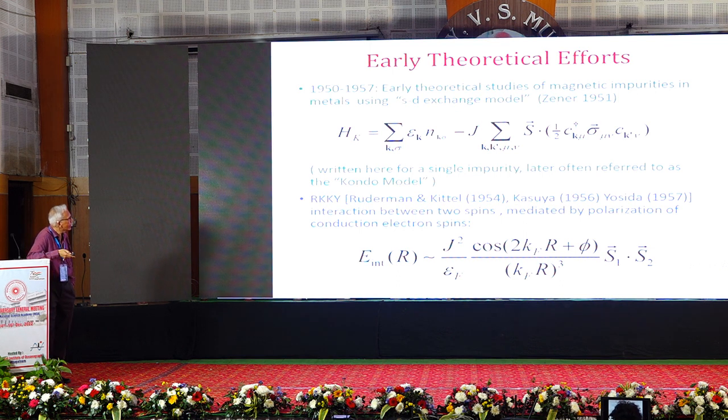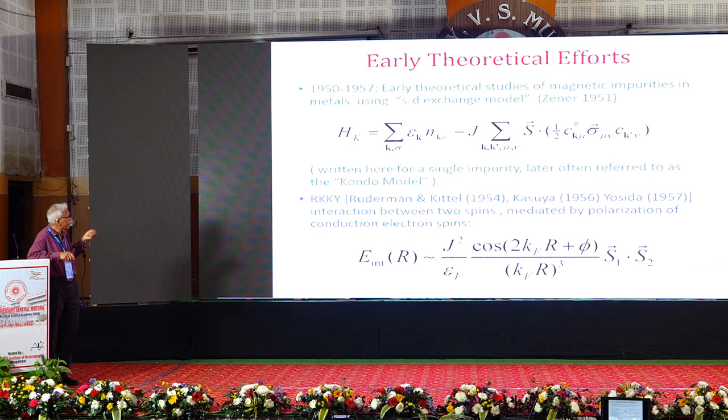The notation may be slightly unfamiliar to those of you who don't work in this area, but let me explain what this means. In quantum mechanics, we work with operators. All observables are operators, and this is called the Hamiltonian, an operator that represents the energy of the system. If I have conduction electrons, I have a band with the energy epsilon of k, and this is written for a many-electron system.